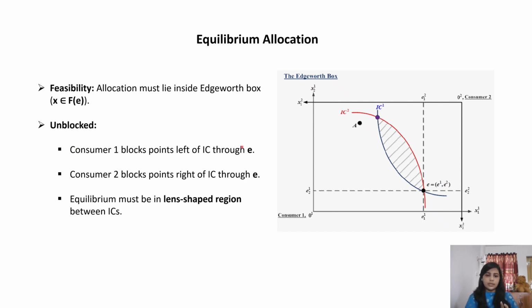If we focus on the slide, we see that consumer 1 blocks points left of the IC through E, this portion, and consumer 2 blocks points right of the IC through E, this portion. So equilibrium must be in this lens-shaped region between the ICs.